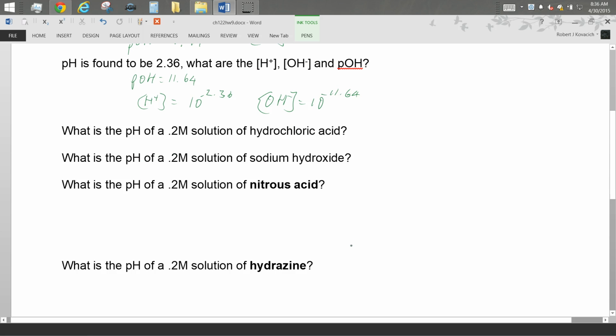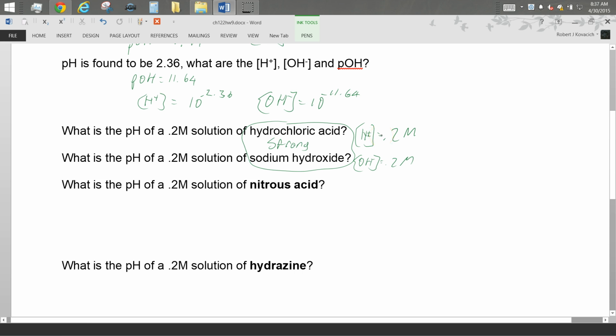How about this one? What's the pH of a 0.2 molar solution of hydrochloric acid? What do you have to recognize immediately? Strong. This one here and the next one here are both strong, one an acid and one a base. So if I've got 0.2 molar hydrochloric acid, I actually have 0.2 molar hydrogen ion concentration, right? And for the one down here, I'm going to have 0.2 molar hydroxide ion concentration.